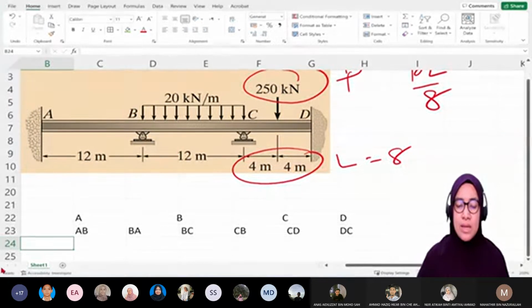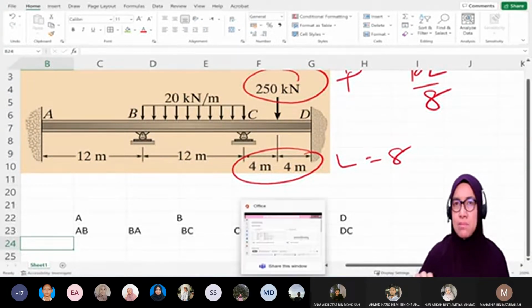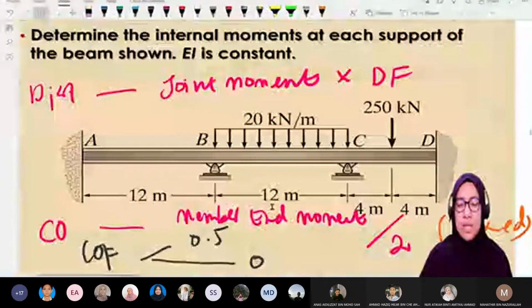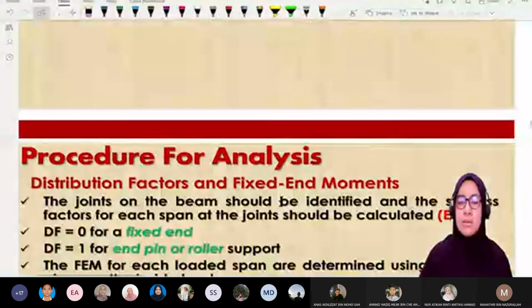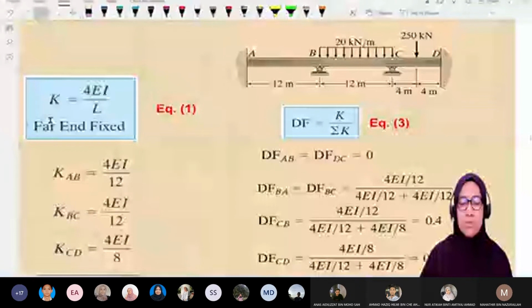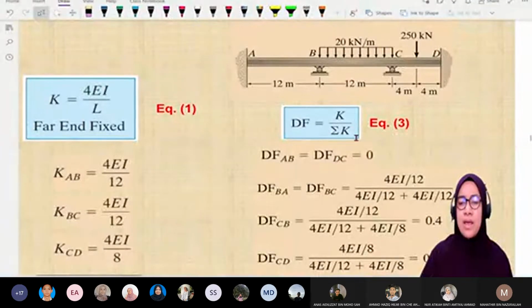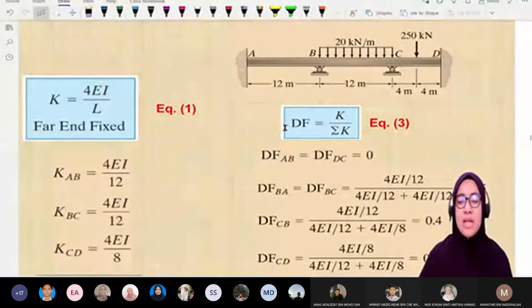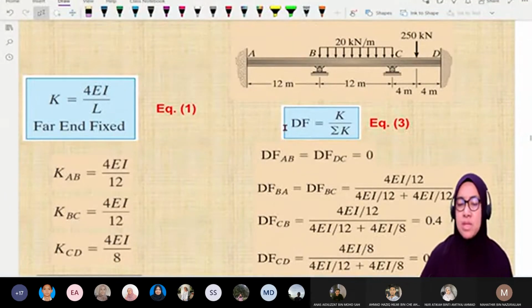If you want to see the details of how to do the stiffness calculation and distribution calculation using the slide, you can look at it here. Okay, here it shows K and distribution factor. K is equal to 4EI over L for far end fixed. So in this example it is all far end fixed. And distribution factor is K divided by total K.